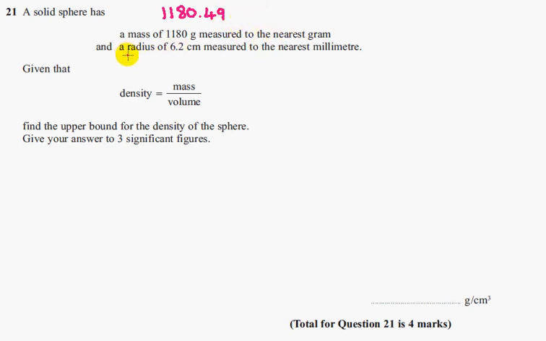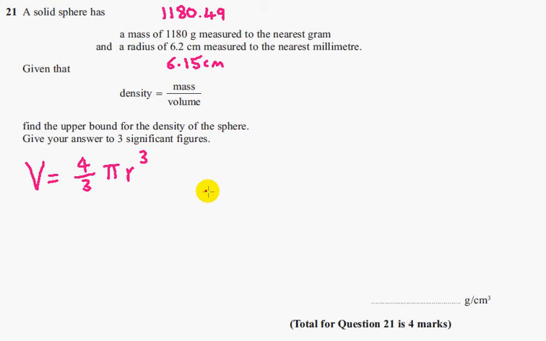and the lower bound for the radius, as it's measured to the nearest millimeter, is going to be 6.15 centimeters. So first of all, we need to work out the volume of the sphere. This is a formula that's given to you in the front of your exam paper, and it says volume of a sphere equals 4/3 times pi times r cubed, and our lower bound for our radius is 6.15.